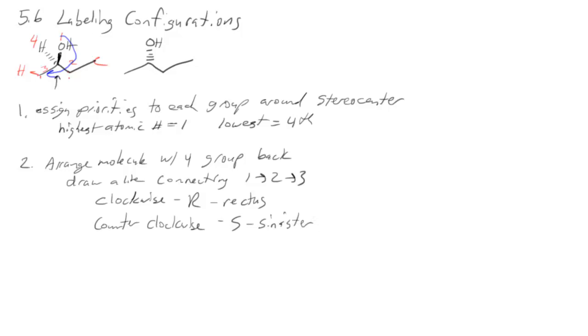So if I look at my example molecule, 1 to 2 to 3, my 4 group is going back into the board or into the plane of the paper. 1 to 2 to 3 goes clockwise. So this first molecule is R-2-butanol. Now if I look at my other one, there's 2 ways of doing this. One is to go through and solve it the same way and draw in your hydrogen. However, once you've solved the first one, I can look at this one and see, well, this is opposite of the first one. If the first one is R-2-butanol, this one must be S-2-butanol.